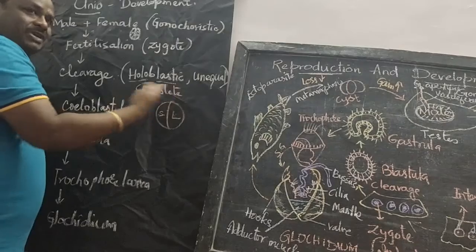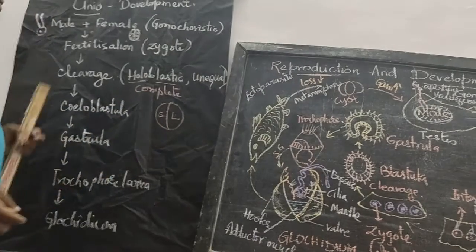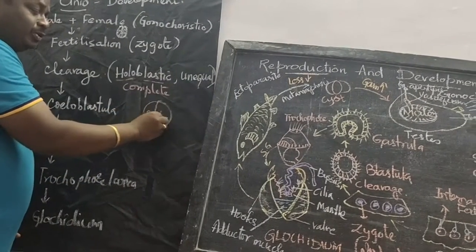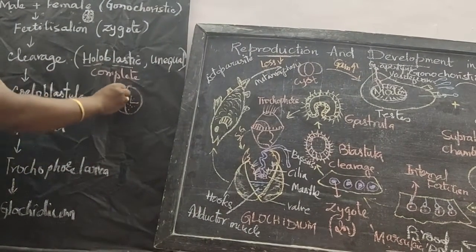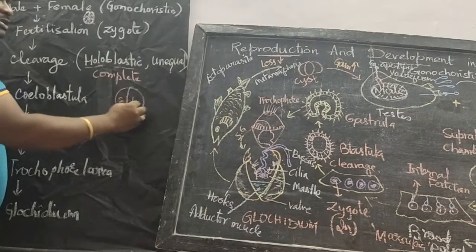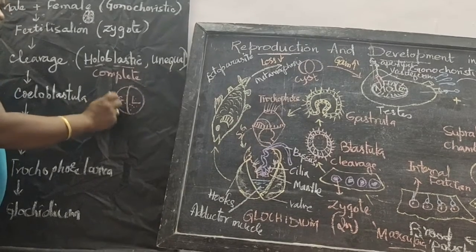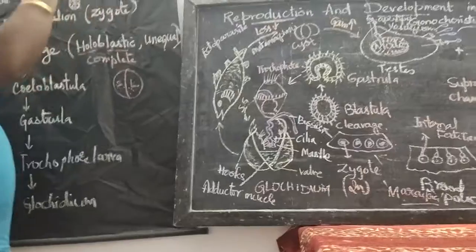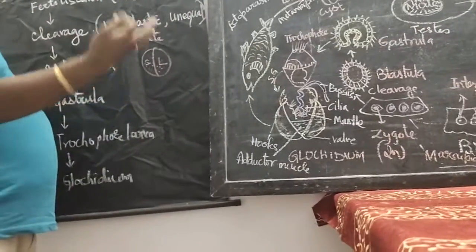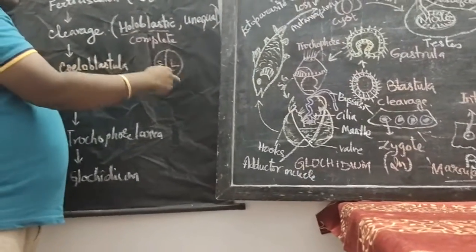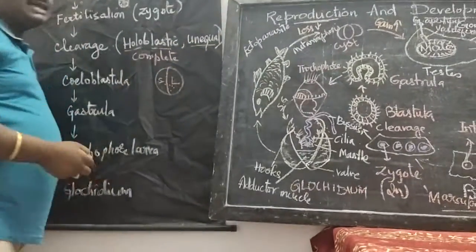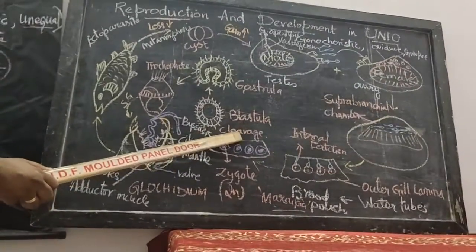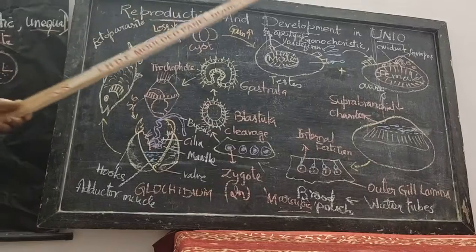So this kind of division is because of the content of yolk granules much towards the lower side. So the upper side will have a yolk free zone, the lower side will have a yolk laden zone. Thereby the upper cells will have smaller size, the lower cells will have larger size. So this kind of division where different sized cells or blastomeres are formed is called as unequal. So cleavage is said to be holoblastic and unequal in case of Unio.